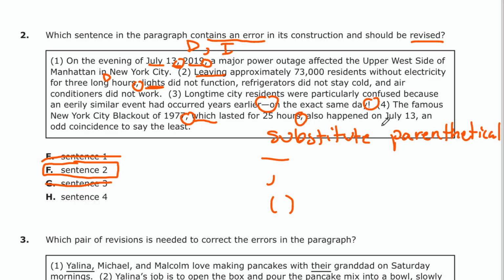Also happened on July 13th, comma, an odd coincidence, to say the least. So this is, again, a dependent clause at the end, which is treated as non-restrictive. It is separated by a comma from the main clause. So that comma looks okay. There doesn't appear to be anything wrong with sentence 4. Quite a few commas in place, but nothing technically wrong with this sentence. The correct answer for 2 is F.